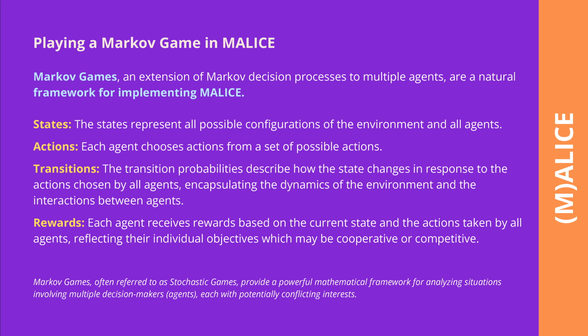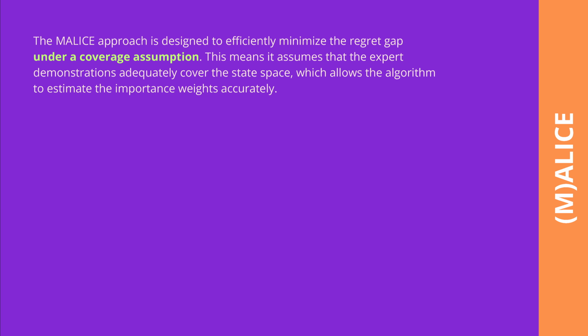And again, we have the same elements, the states, the actions, the transition probabilities, and each agent receives a reward based on the current state and the action taken by all the other agents, reflecting their individual objectives, which may be cooperative or competitive. So there you have it. This MALICE approach, if you take a step back, is designed to efficiently minimize the regret gap under a coverage assumption. And this is exactly in part B of this video, where we talked in detail about what the regret gap is and how we can minimize it, what the optimization problem is that we have to solve mathematically.